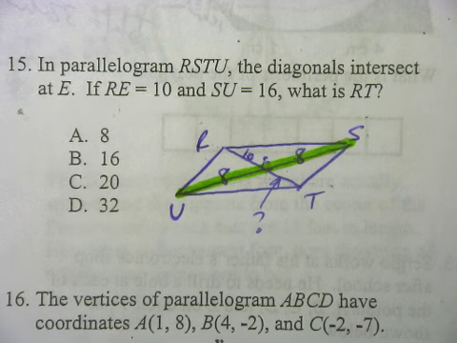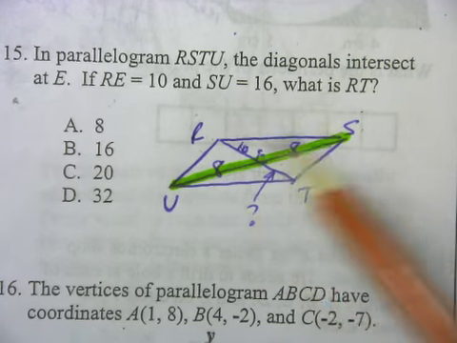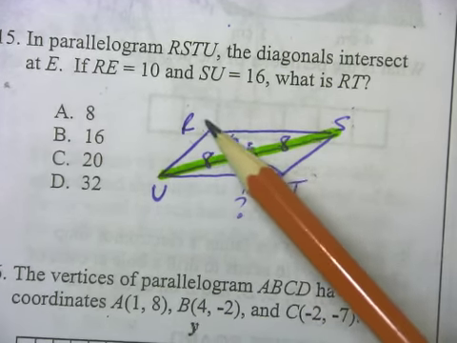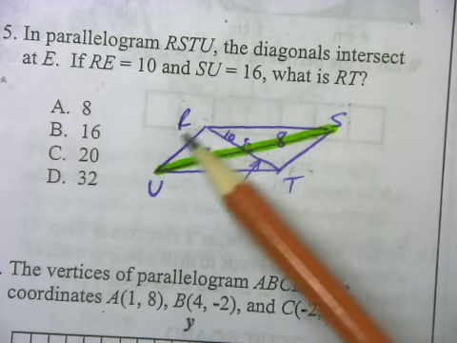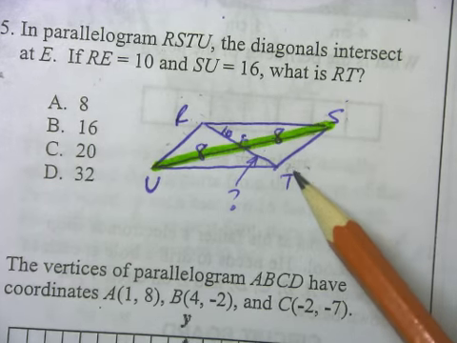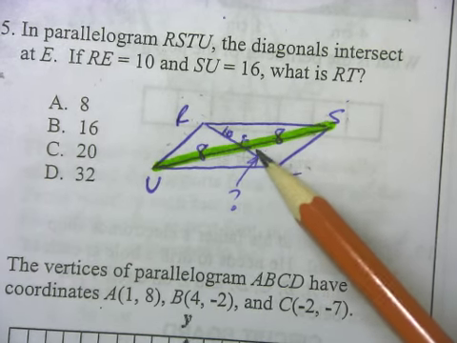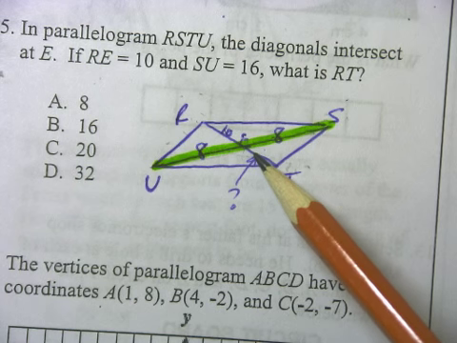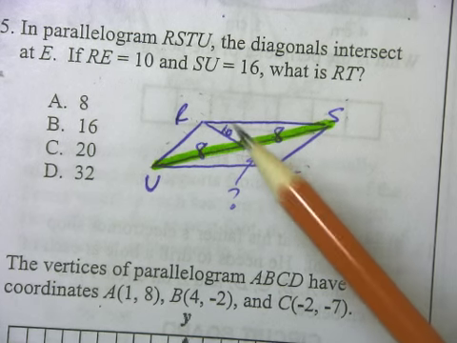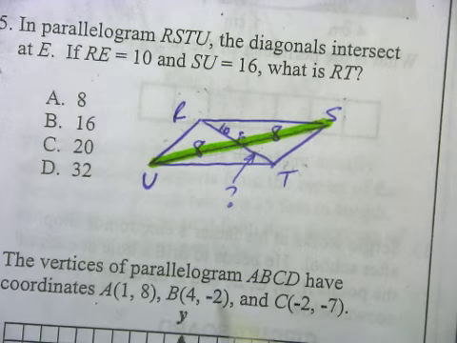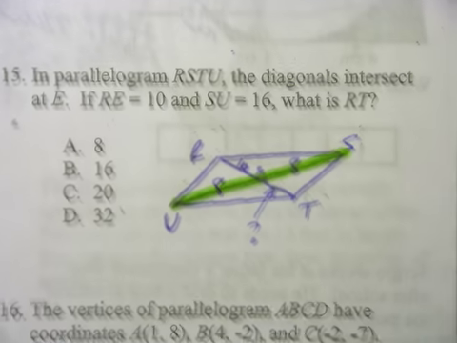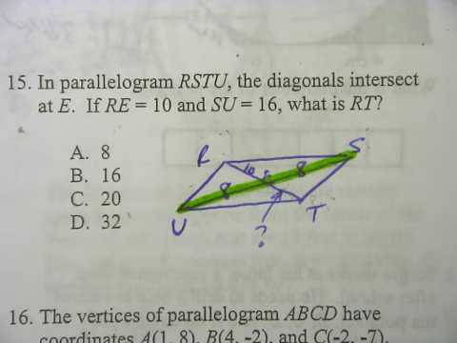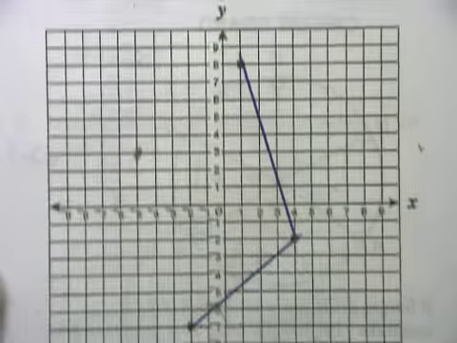They want to know what is from R to T. What's the whole length of R to T? Well, you've got to remember, guys, that in a parallelogram, the diagonals bisect each other. So if SU is 16, then RT is bisecting into what? 8 and 8. And since SU is bisecting RT, if this is 10, then this side here is also going to be 10, which means that the length of RT is 20, which is choice C.